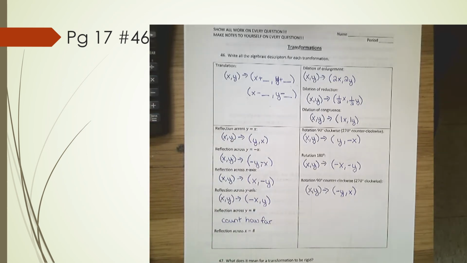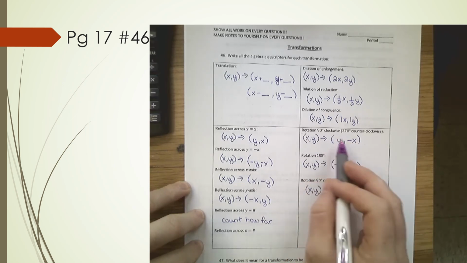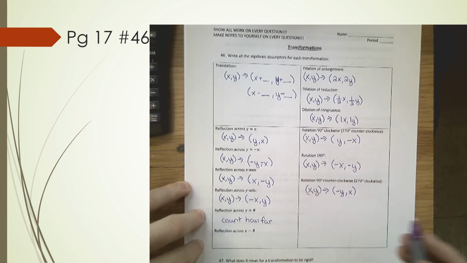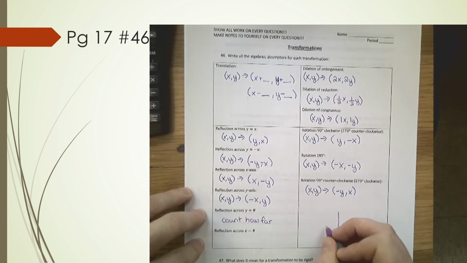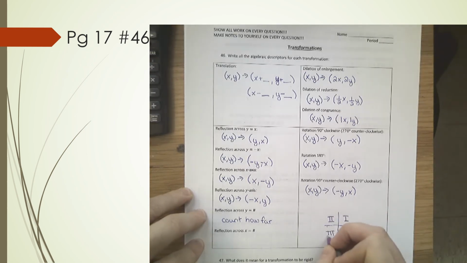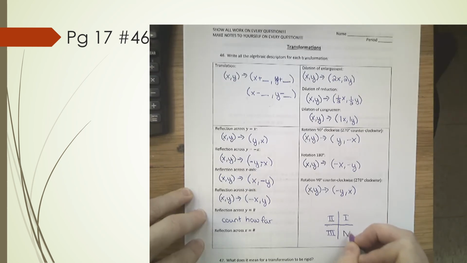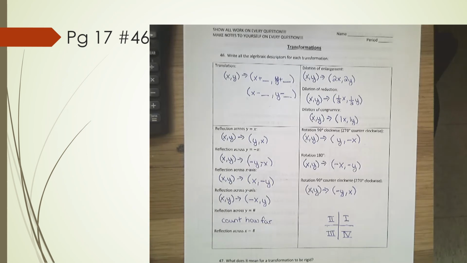So something also to keep in mind is if they don't tell you which way, we assume counterclockwise, because that's the way quadrants go. Because when you have a quadrant, you got quadrant 1, quadrant 2, quadrant 3, and quadrant 4. So we assume counterclockwise if they don't say.